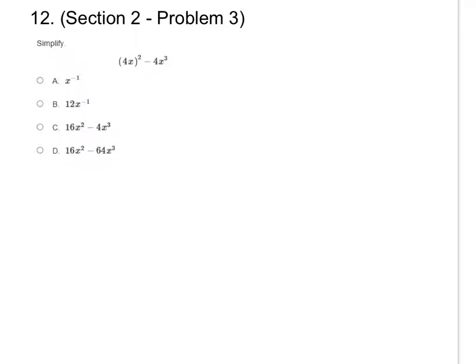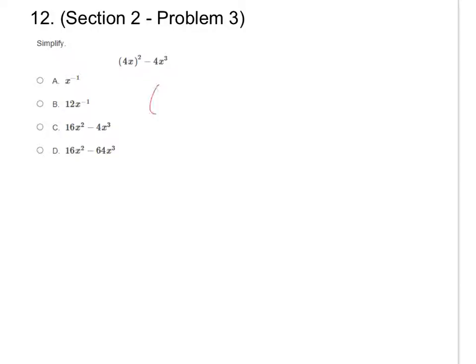Number 12, it says to simplify. So the big thing on here is that if you'll notice in the first term, the exponent of 2 is on the outside of the parentheses, and here there are no parentheses. So if I were to write this in expanded form, this first term, this 4x, that whole quantity raised to the second power, I could rewrite that.